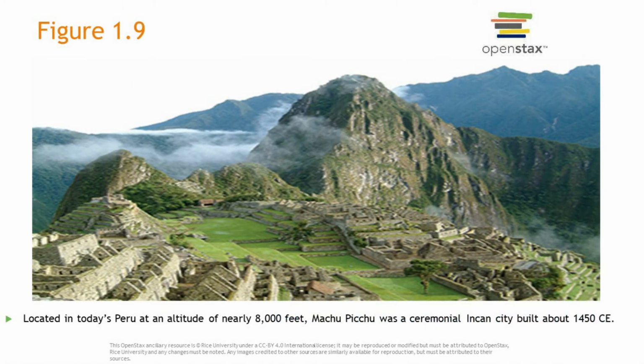Now let's dive a little bit deeper into Incan culture. So what we're looking at here is a picture of Machu Picchu, which is a ceremonial Incan city. It's built around 1450, and we can go back to that mantra that we had for Columbus. So 1492, Columbus sailed the ocean blue. We're looking at 1450 right here. So, okay, this is about 42 years before Columbus arrived to the Americas.